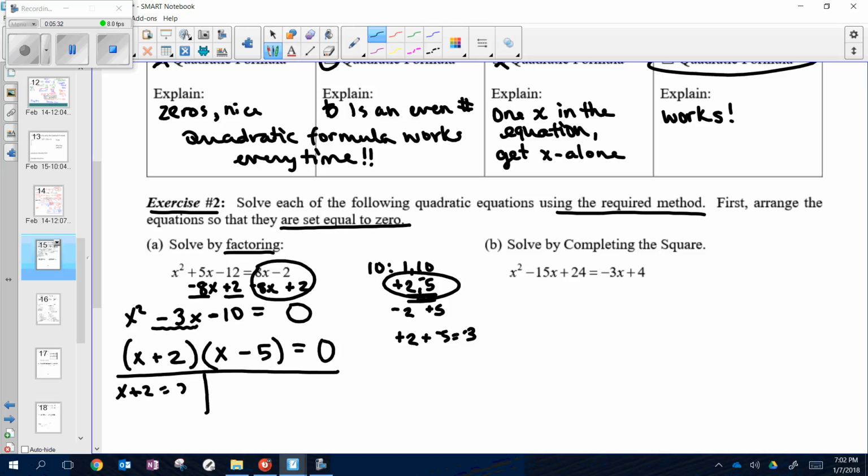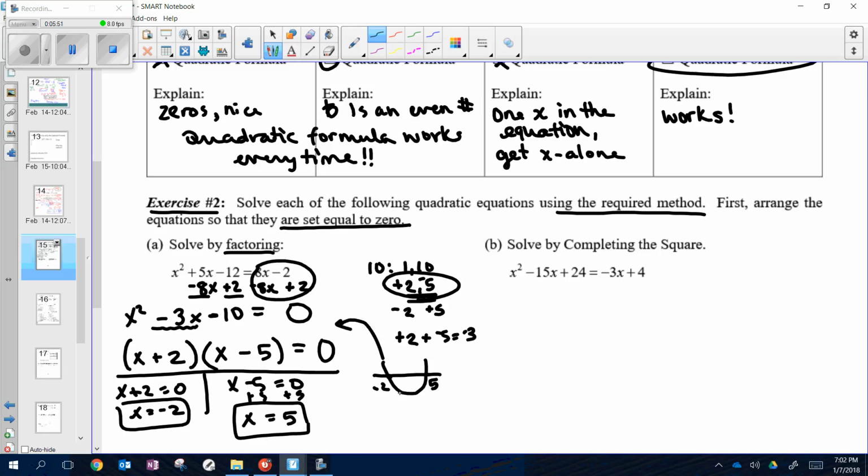X plus 2 equals 0, so x equals negative 2, subtracting the 2. X minus 5 equals 0, add the 5, x equals 5. And again, if I were to check this on a graphing calculator, I would have had zeros at negative 2 and 5, which would have helped me change the sign for my factors and check my answers.